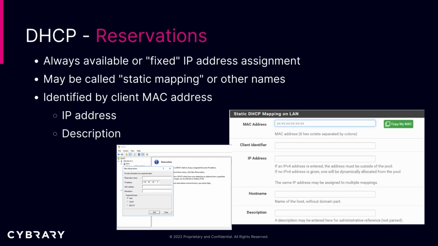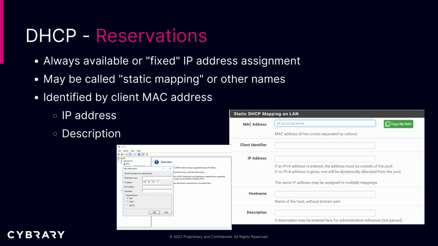So DHCP reservations are sometimes called IP address reservations or static mappings. These are IP addresses that a device would normally or always get when it connects to the network. Even though it's not statically assigned, it's reserved for that particular device. It's identified by the client's MAC address. When you configure this and set it up, of course, you give it the IP address that you want it to always have and a description of what that service is for.